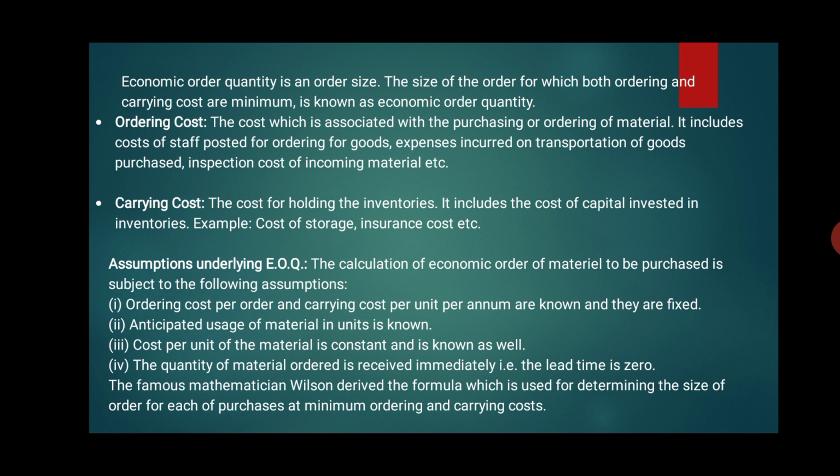There are certain assumptions which are considered for the EOQ model. They are that ordering cost per order and carrying cost per unit are known and always fixed. Anticipated usage of material in units is known.